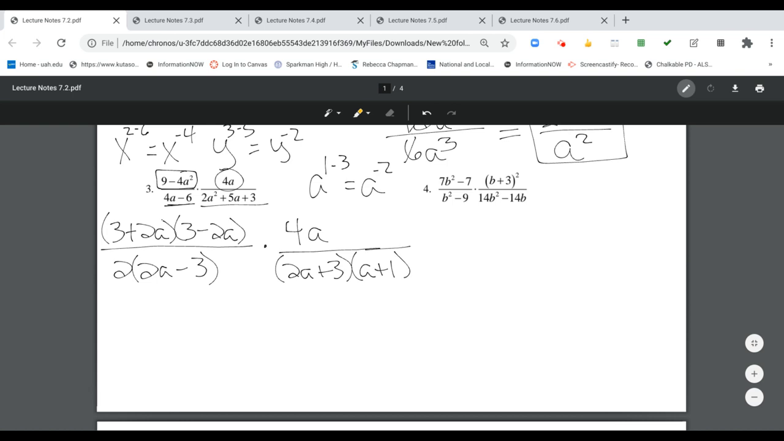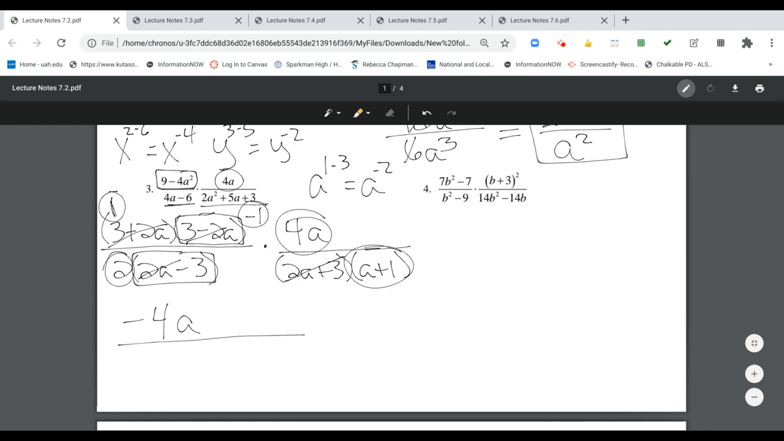Now, I can cancel 2a plus 3 with 3 plus 2a. They are exactly the same, so I get a 1. I can cancel 3 minus 2a with 2a minus 3 because they are opposites. So when I cancel that, I get -1. So across the top, I have 1 times -1 times 4a, which is -4a. Across the bottom, I have 2 and a plus 1. So 2 times a plus 1.